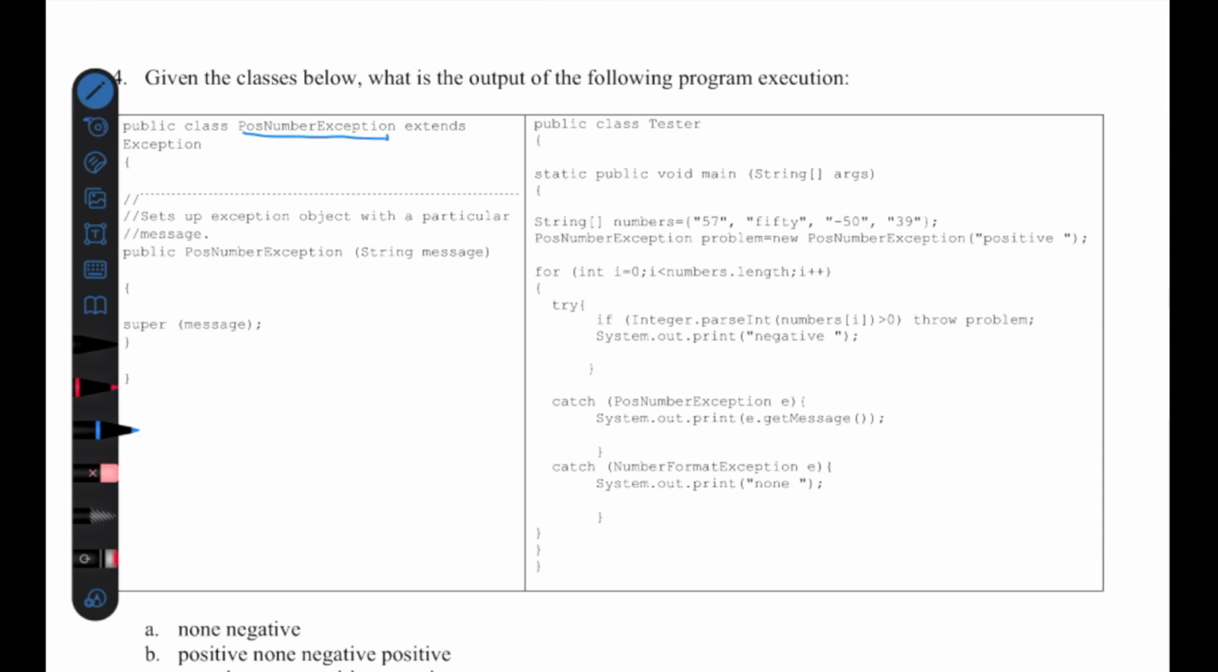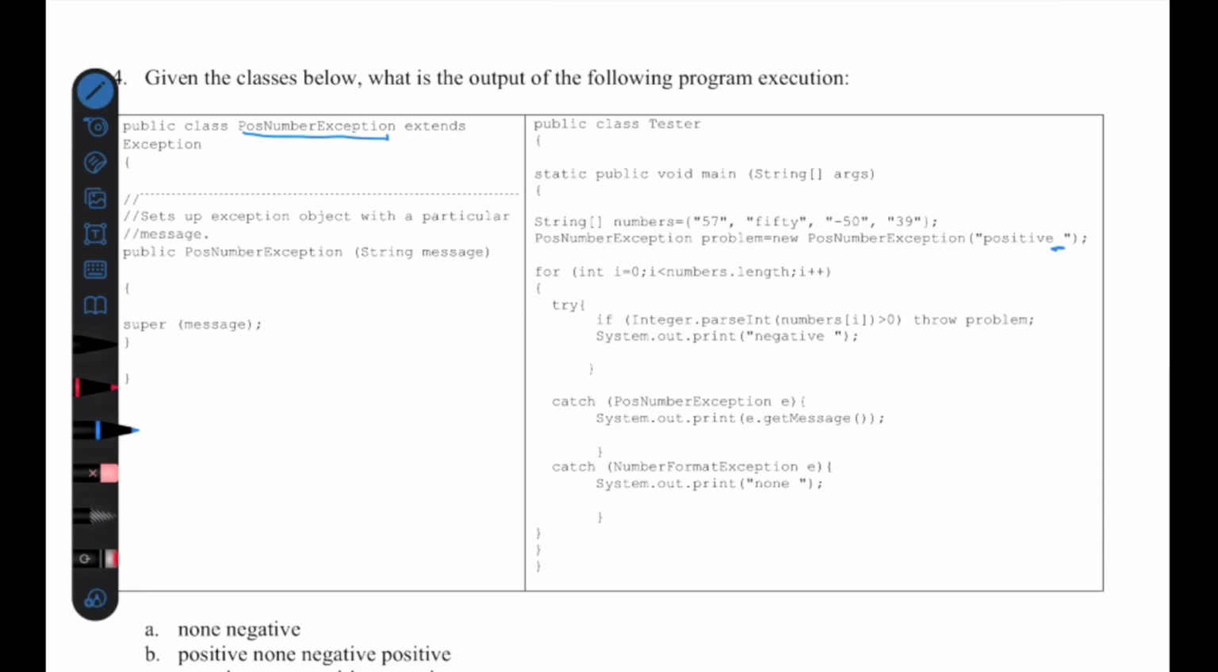So if we look at the code on the right now, we have a class Tester as a driver program. We have our main method. We have an array of numbers, or string representation of numbers. We have 4 of them. We create a new problem, which is of type PostNumberException, and we instantiate a new PostNumberException with the message "positive" followed by a space. That's the space right there.